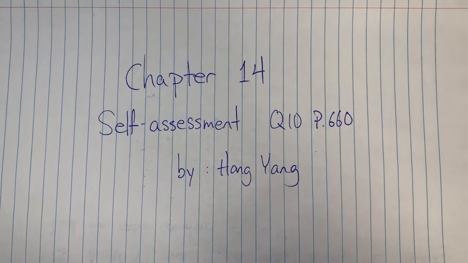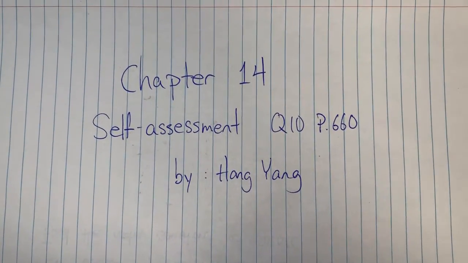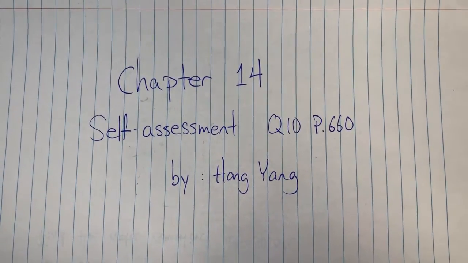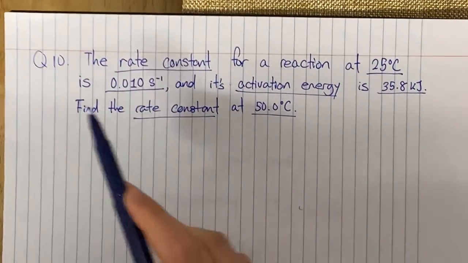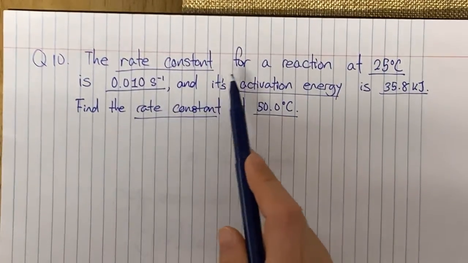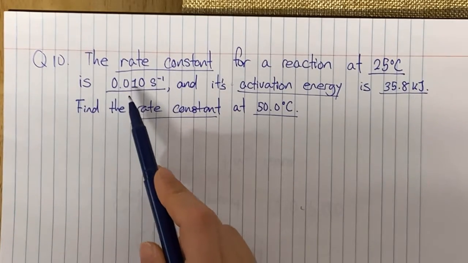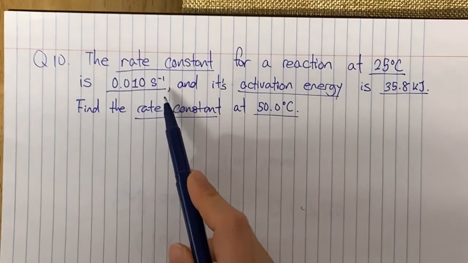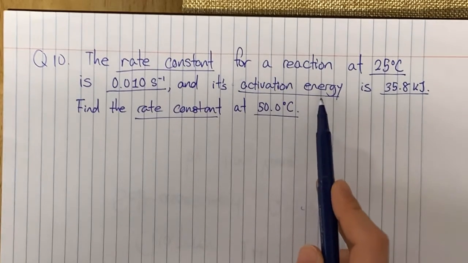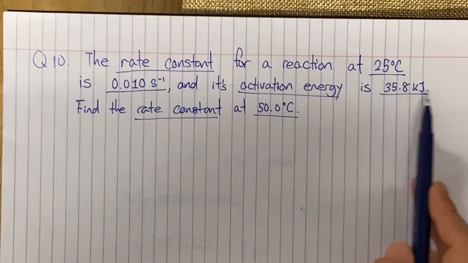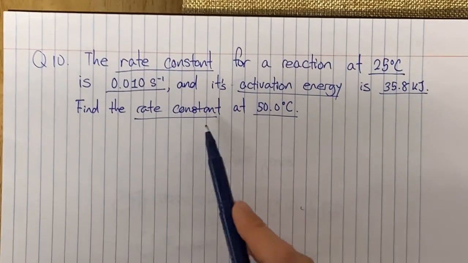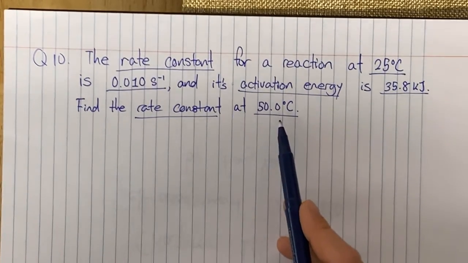Chapter 14, Self-Assessment, Question 10, page 660 by Heng Yang. Question 10 states, the rate constant for a reaction at 25 degrees Celsius is 0.01 seconds to the negative 1, and its activation energy is 35.8 kilojoules. Find the rate constant at 50 degrees Celsius.